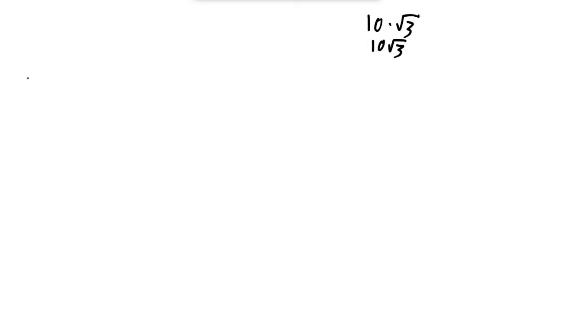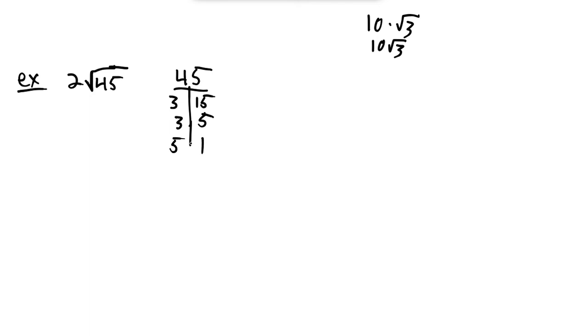So let's say you're trying to simplify 2 square root of 45. We want to make sure there's no perfect squares in the 45. So we're going to put it on our t. Can't divide by 2, so we're going to divide by 3. What does that leave us with? 15. 15 is divisible by 3. That leaves us with 5, and 5 goes to 1.